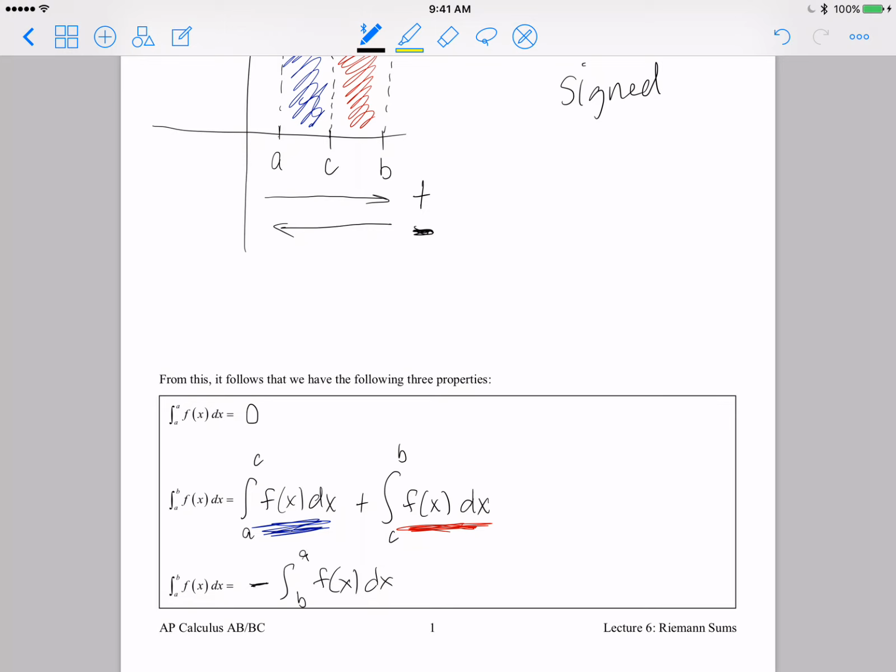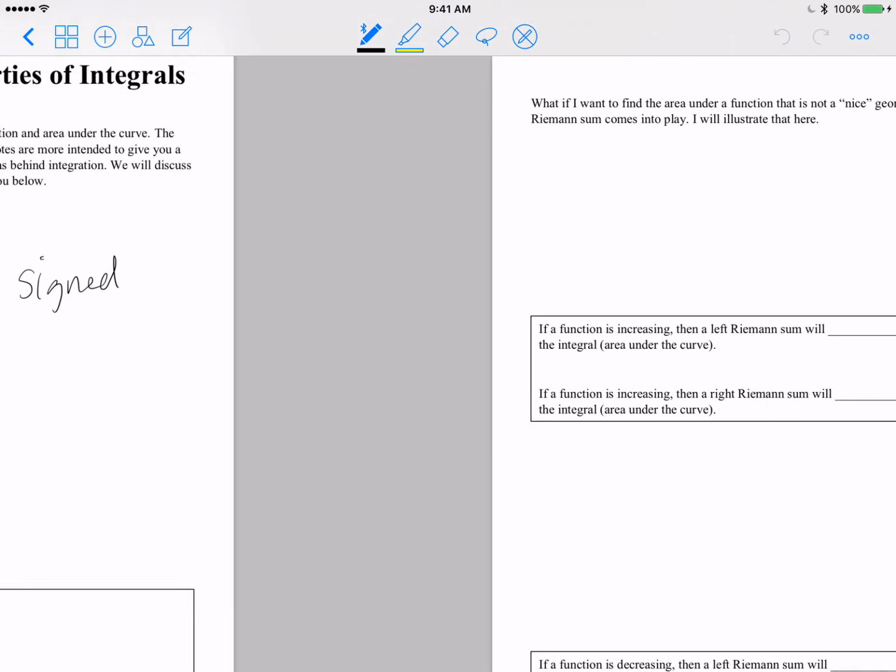I believe you have a couple of problems on your assignment that will utilize these properties, so I want to see if you can figure those out given the properties.